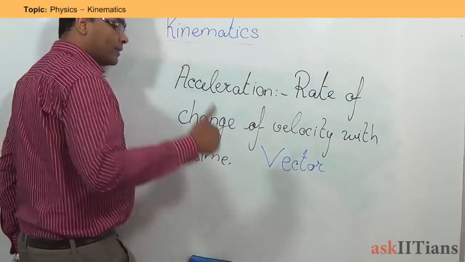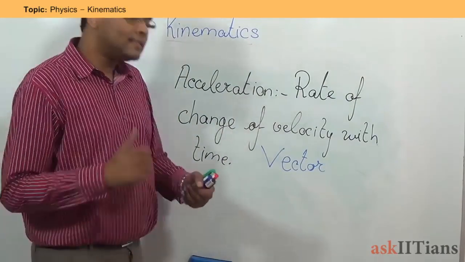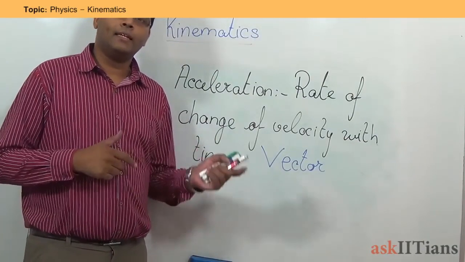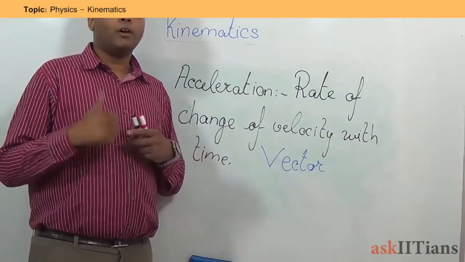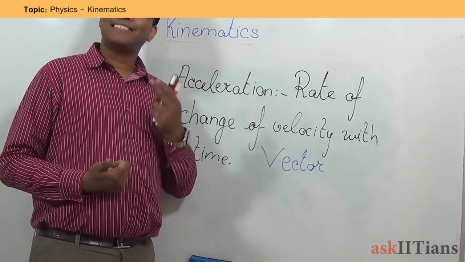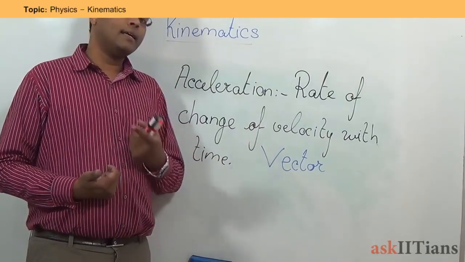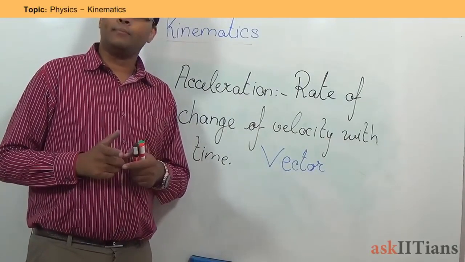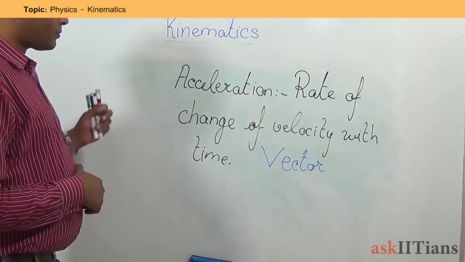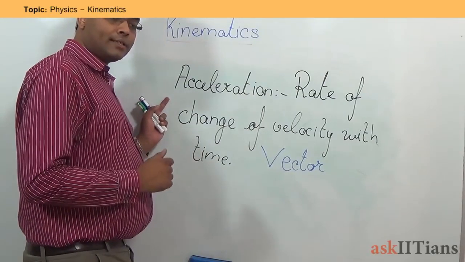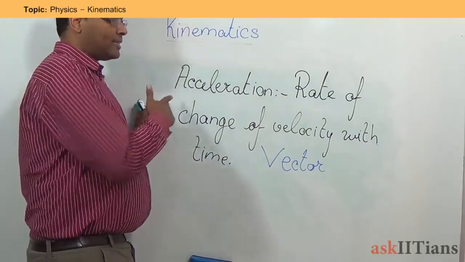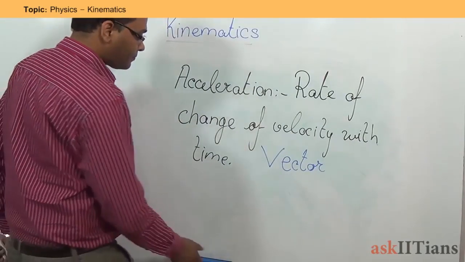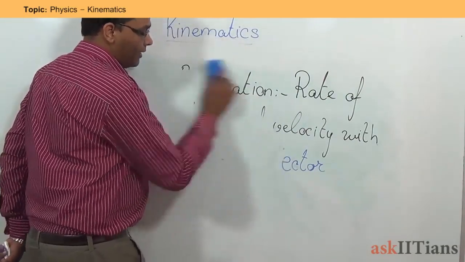Okay, let me just ask you one thing. What is the scalar analog of acceleration? We know that speed is a scalar, velocity is a vector. Both have the same dimensions. Similarly, distance is a scalar, displacement is a vector. Both have the same dimensions, right? So, what should be the analog of acceleration? It should have the same dimensions as that of acceleration, but it should be a scalar. Any idea? No? Okay, I'll tell you.